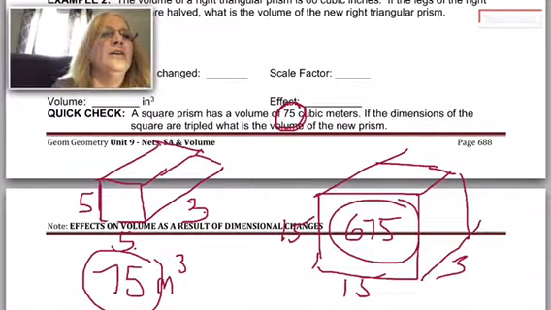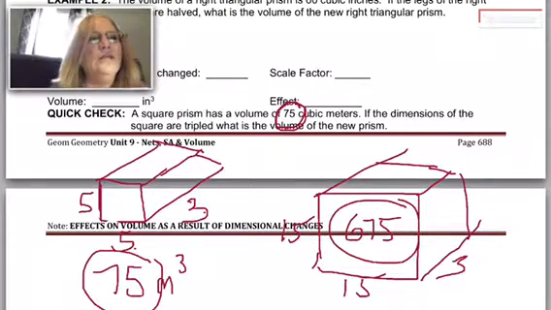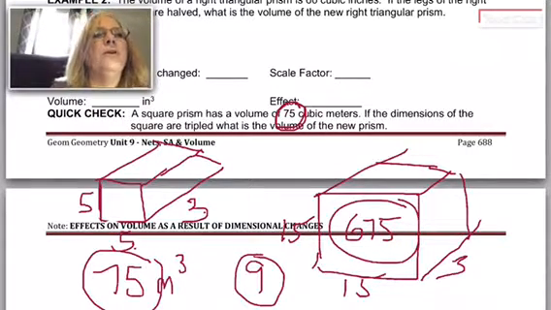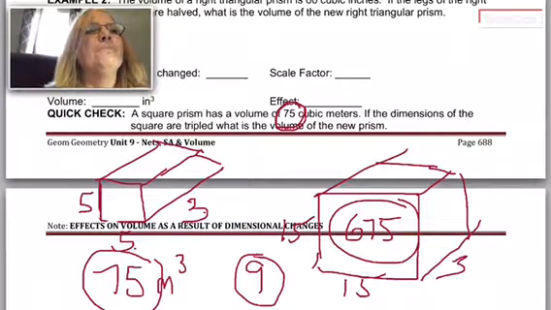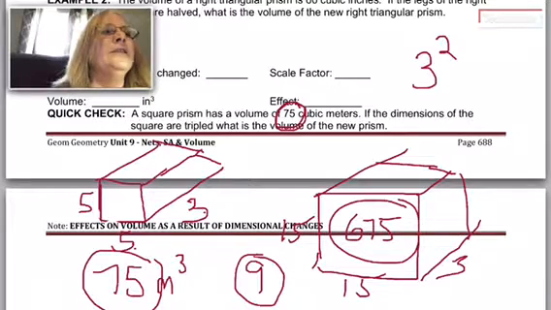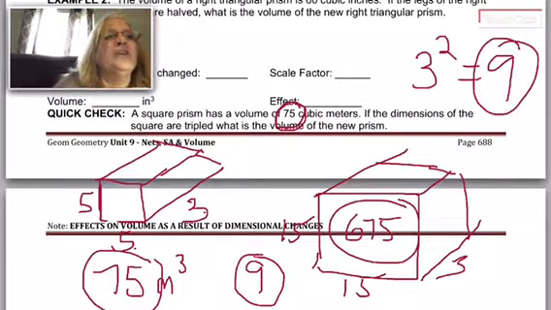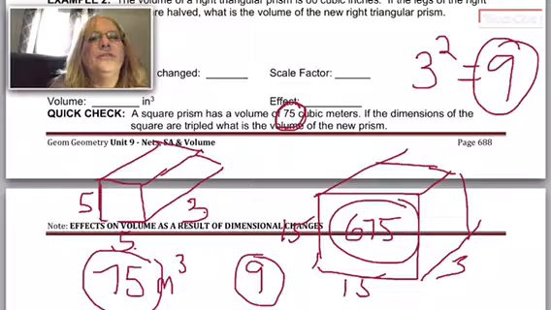Here's my old volume. To find out what happened, let's take our new 675 and divide by 75, and you'll see that we get 9. So how did that happen? Well, we tripled the dimensions of the square, so we tripled 2 dimensions. So our scale factor was 3, but we raise it to a power of 2, which is how many dimensions change. And that's how we get multiplication by 9, 3 squared.